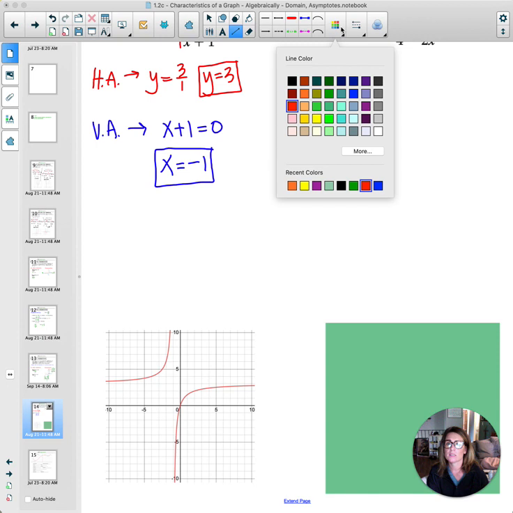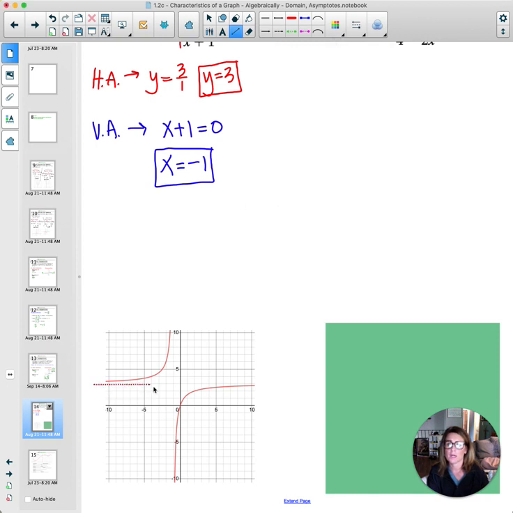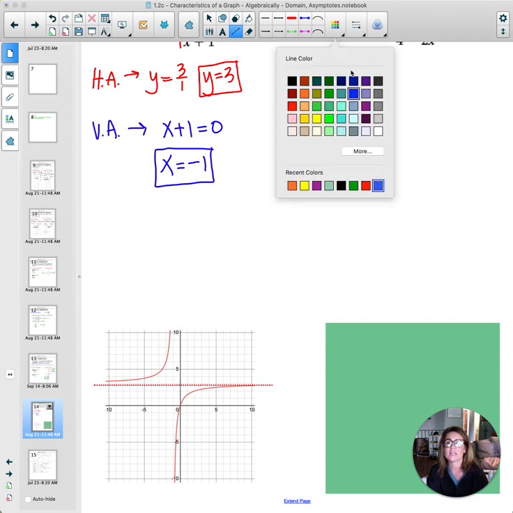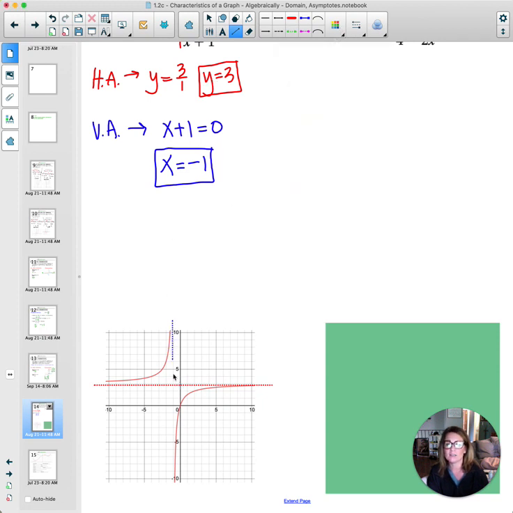Okay, our horizontal asymptote right here, y equals 3. As the graph goes to the left, it's going towards 3. As the graph goes to the right, it's going towards y equals 3. So y equals 3 is our horizontal. Our vertical, right here, x equals negative 1.